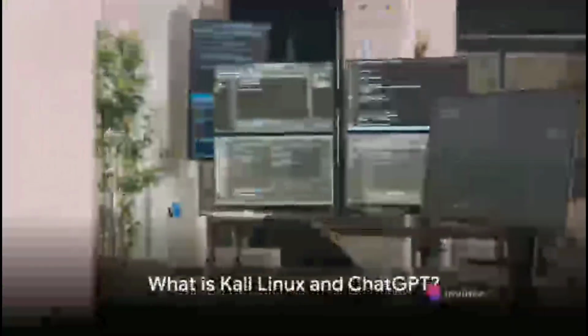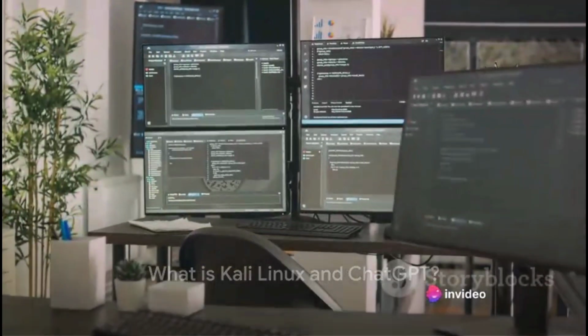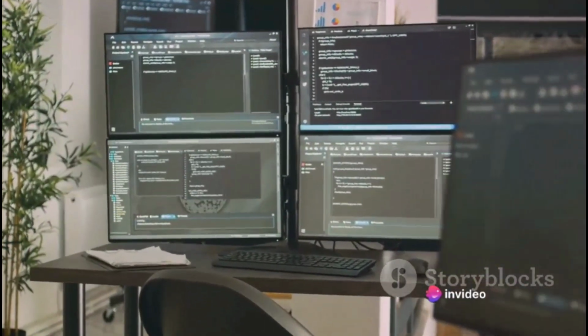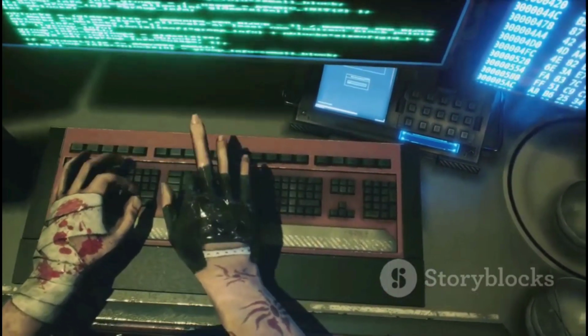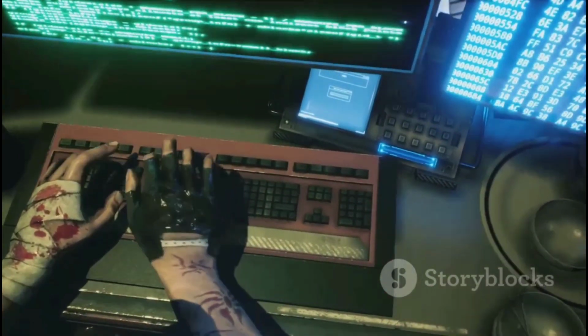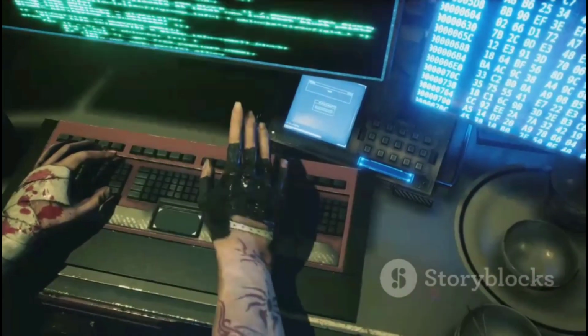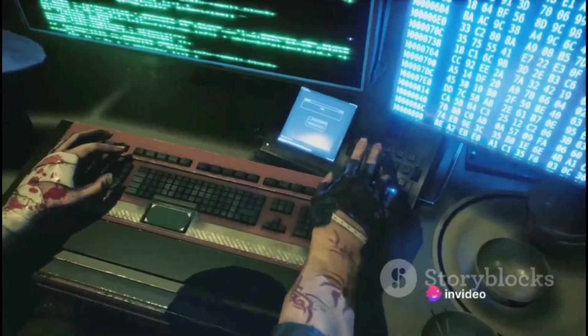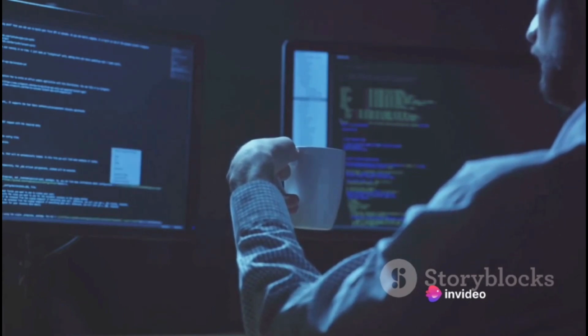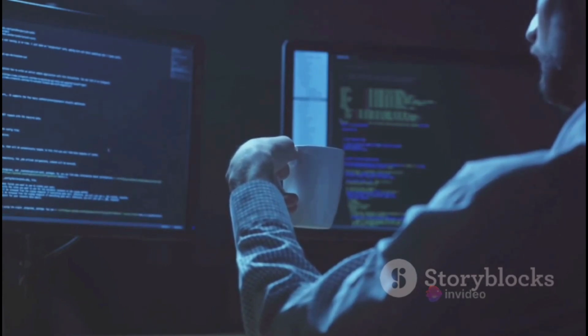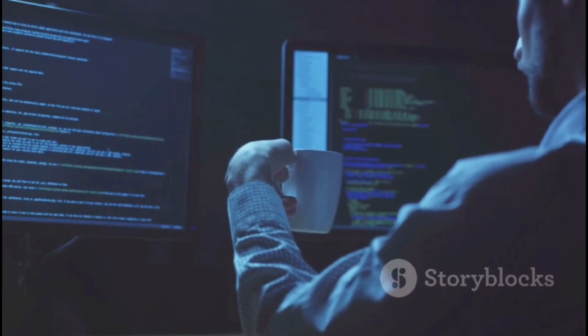Before we start, it's essential to understand what Kali Linux and ChatGPT are. Kali Linux, at its core, is a Linux distribution specifically crafted for digital forensics and penetration testing. It's like a Swiss Army knife for cybersecurity professionals, packed with a multitude of tools for networking, data recovery, and hacking, all with the intent of finding and fixing vulnerabilities.